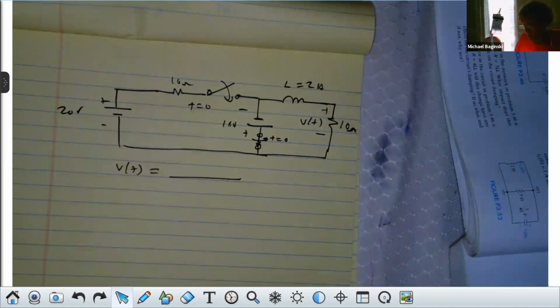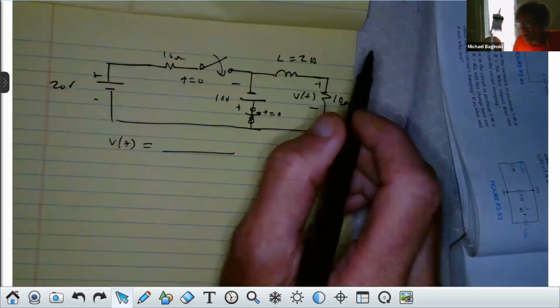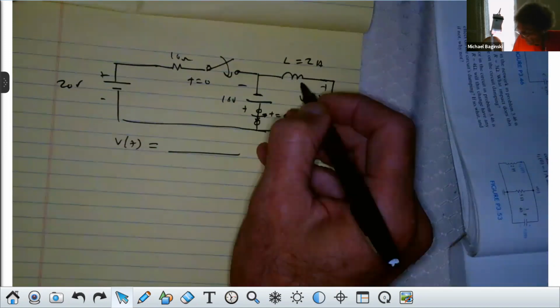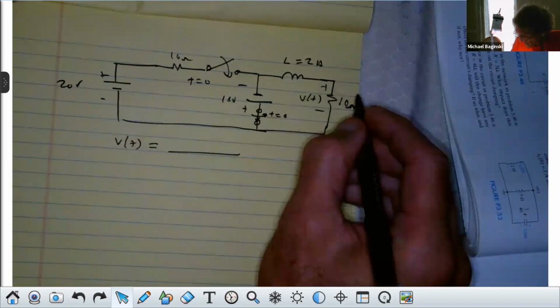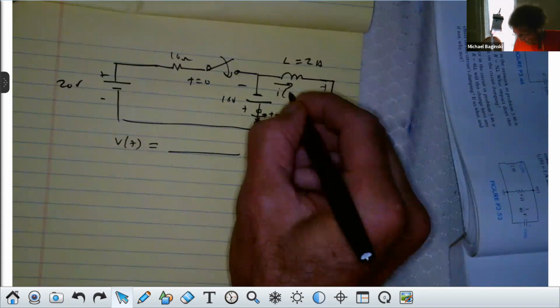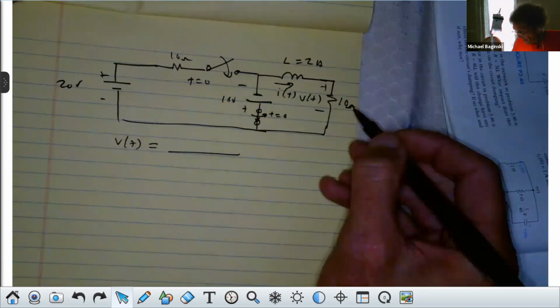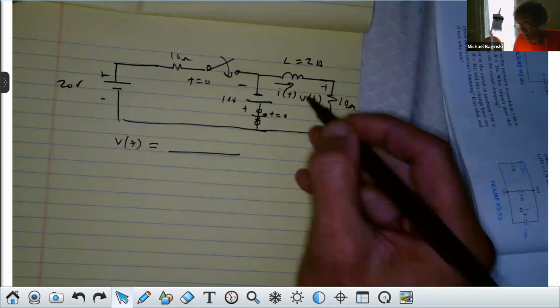Now, when we do this problem, here's where you have a little choice. You can choose the direction of I of t unless I specify it. If I say I of t goes this way, then V of t would just be 10 times I of t. Does everybody see that?